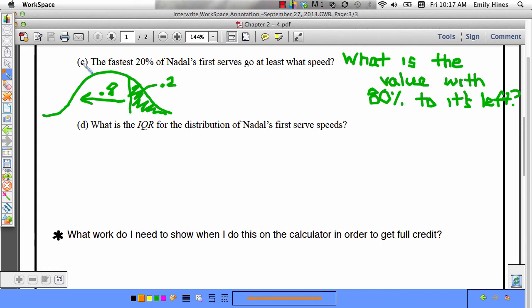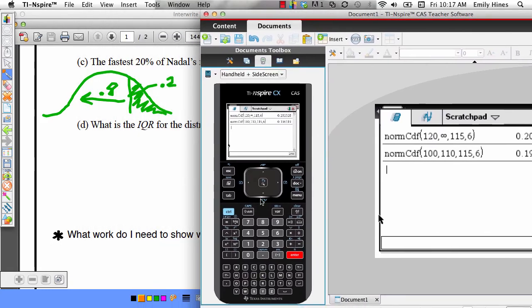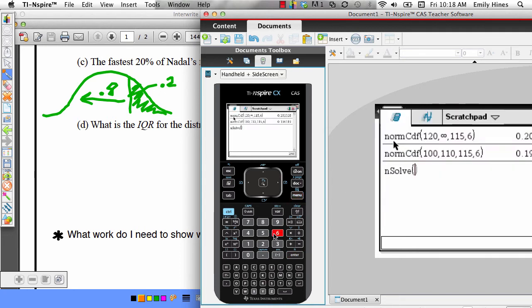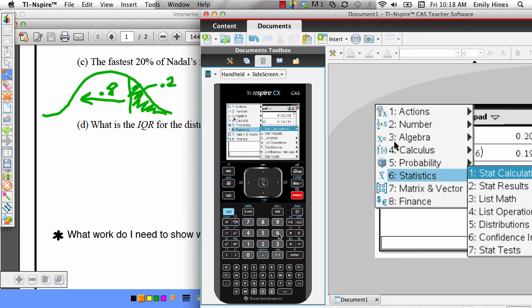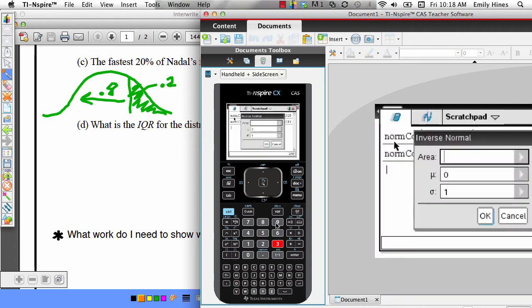There's a couple different things I can do here. One, I can still use table A, but I have to find 0.8 in the middle and then look at the z-score. I can use inverse norm on the calculator to find the z-score, or I can plug the values straight into inverse norm. So menu, statistics, distributions, inverse norm is number 3.